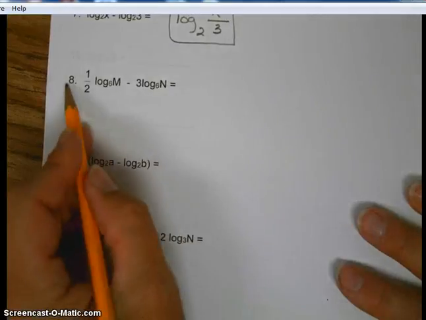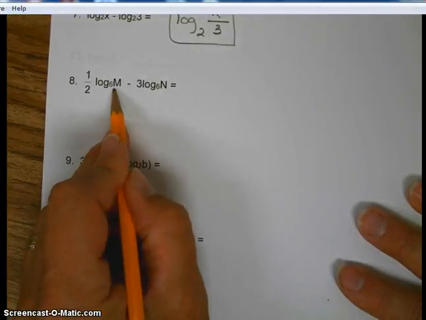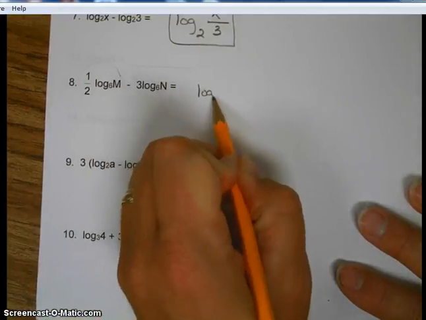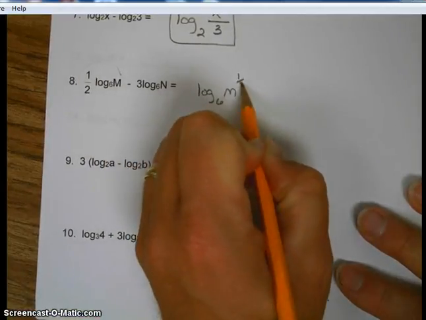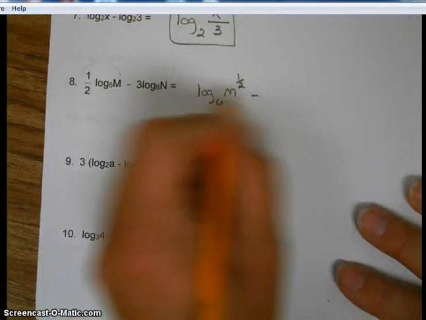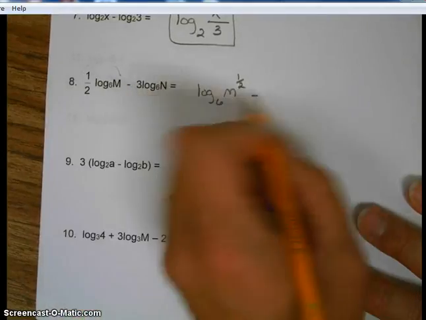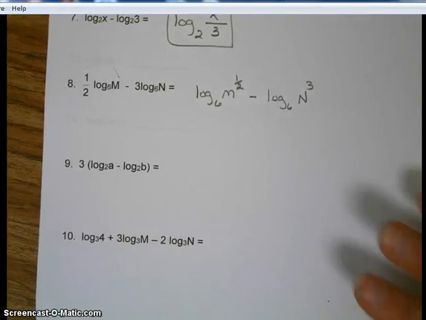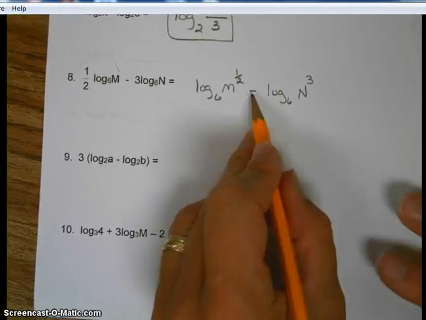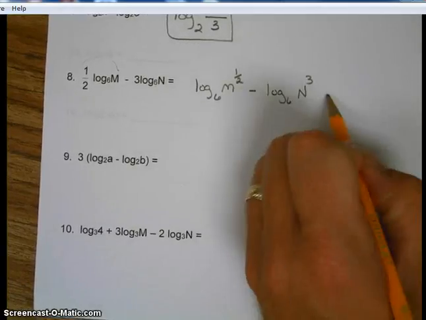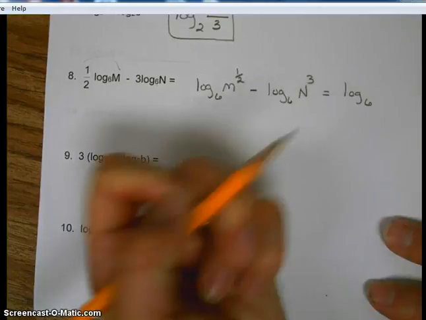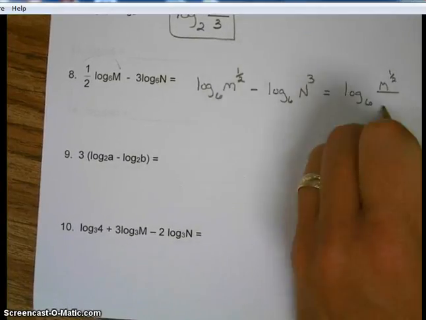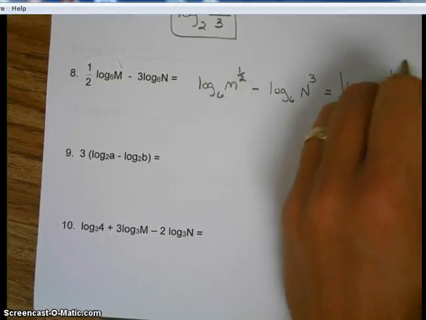All right, number 8. Bases are the same, yes. We got a number in the front, so that's going to move up on top as an exponent. Okay, so subtraction means to divide. All right, so we're condensing into 1. First argument goes on the top, second argument goes on the bottom. Condensing.